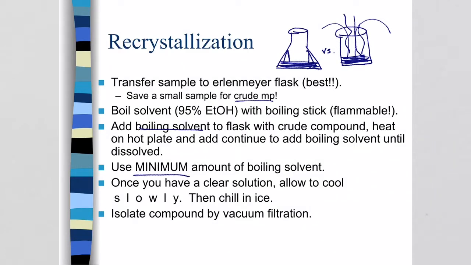You always want to use a minimum amount of boiling solvent, because if you add too much solvent, your crystals may not come out of solution. Then, of course, once you have a clear solution with no crystals, it might have color to it, but there won't be any solid in it. Allow it to cool slowly to room temperature, then chill in ice until it appears that it has stopped changing, and then isolate the compound by vacuum filtration, and once again rinse it with a small amount of ice cold solvent. And the solvent is the solvent that you're using to recrystallize, which is the 95% ethanol.